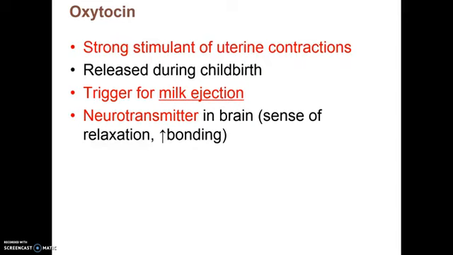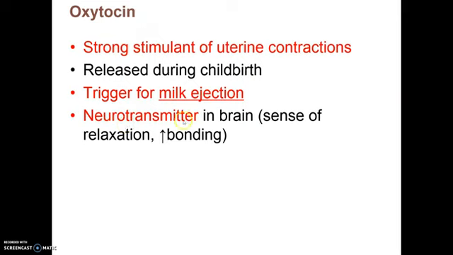Oxytocin is a strong stimulant for uterine contraction. Oxytocin is released during childbirth, and the level of oxytocin slowly increases as the person reaches full-term pregnancy. During childbirth, it causes uterine contractions. Oxytocin also causes milk ejection from the mammary glands after the baby's birth.